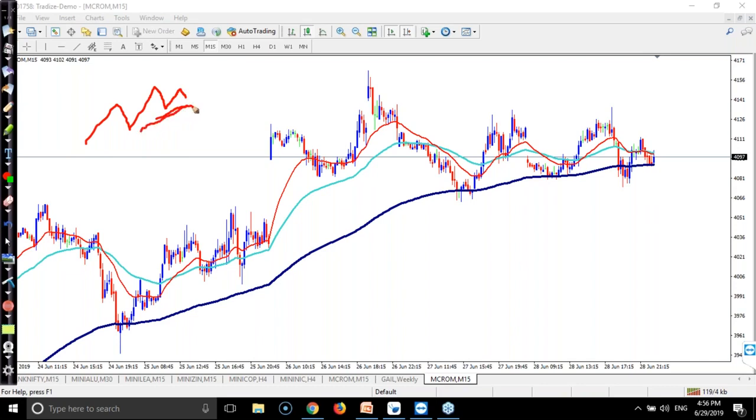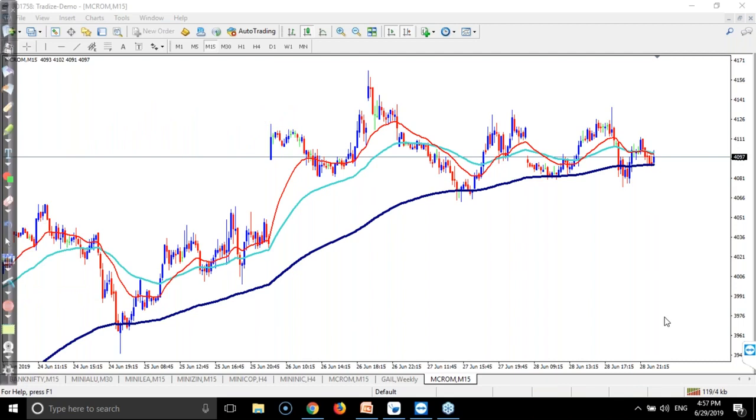In my next webinar I'll tell you what the trading strategy is, where your entry point is and how to enter this market. Once you find the market is up, when the market retraces toward this moving average, that will be the entry point. There are many criteria, so I'll explain later in the next webinar.